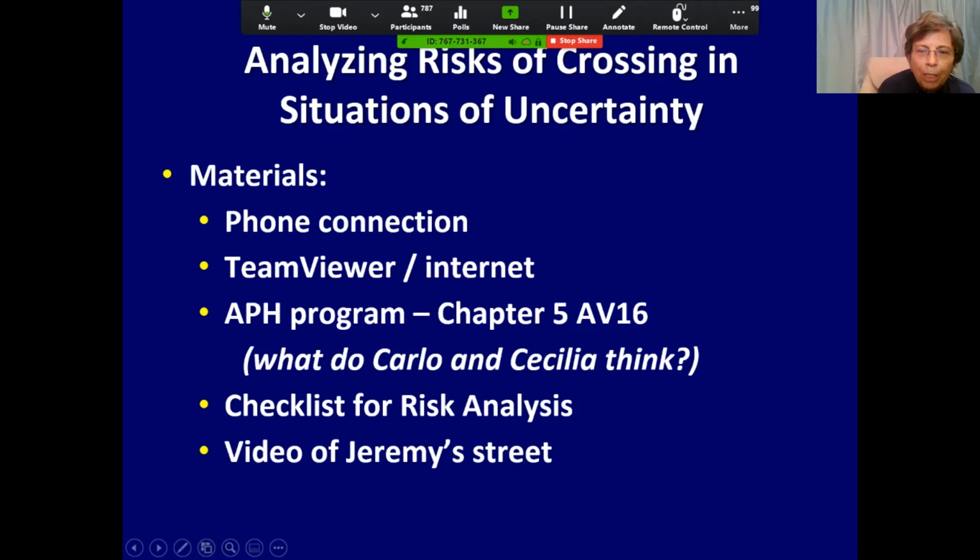I wanted them to see those 3 videos, and also a checklist. I went over the checklist with them of the factors that you look at to analyze intersections, analyze the risk of these crossing situations. And then I had the video of Jeremy Street. And again, it was not to have him analyze the risk of crossing at that street, but to give him practice in a practical situation. So let's see if I can.